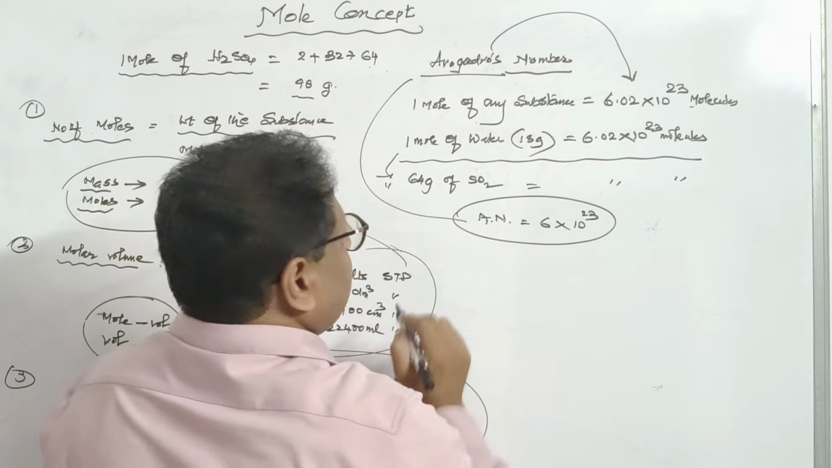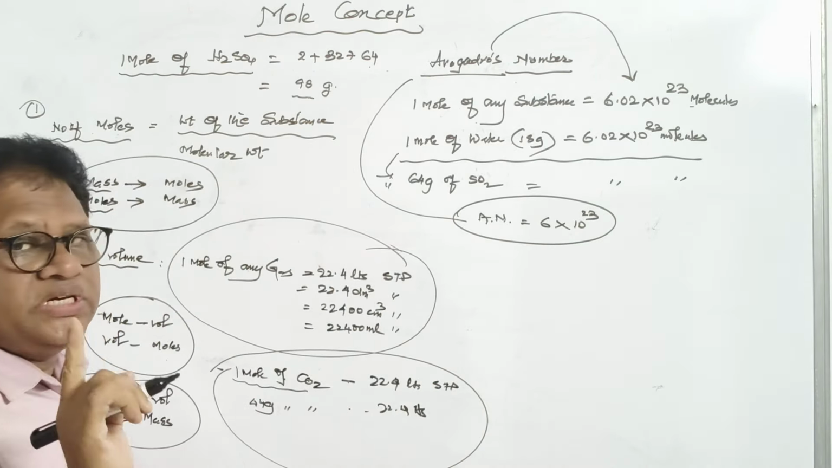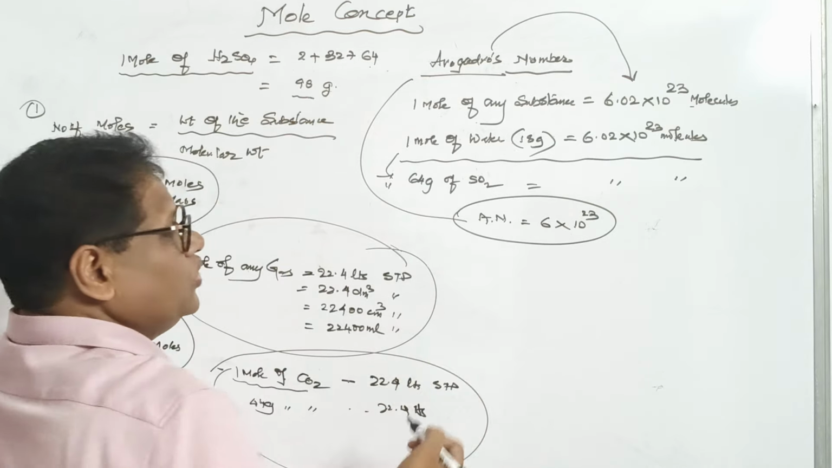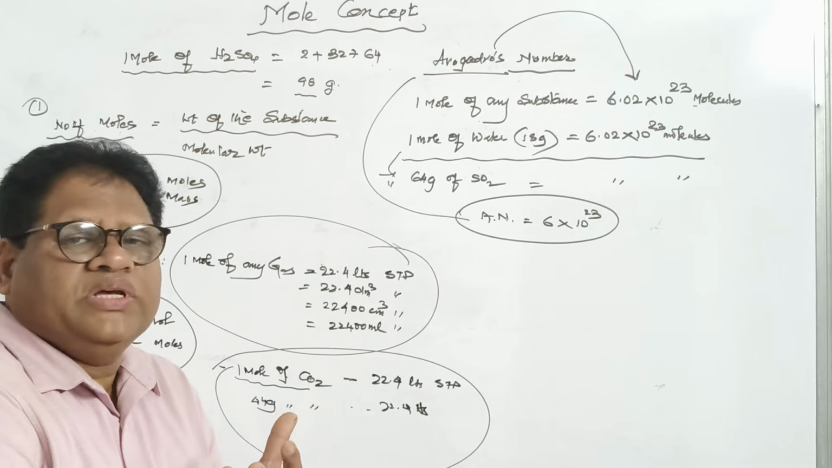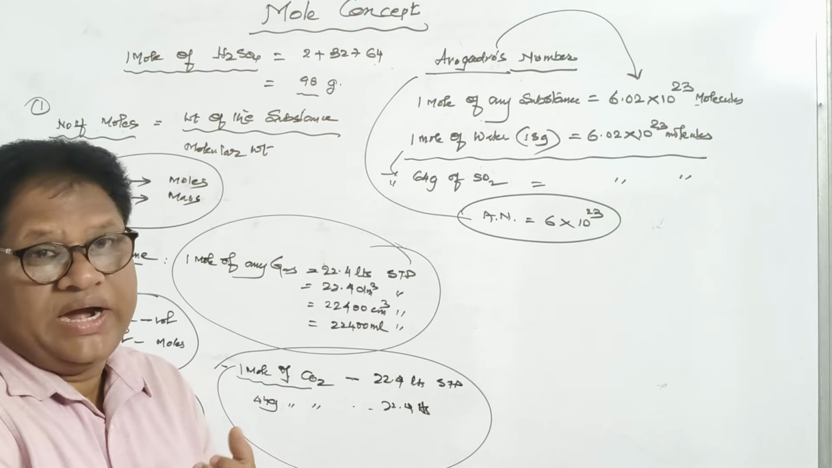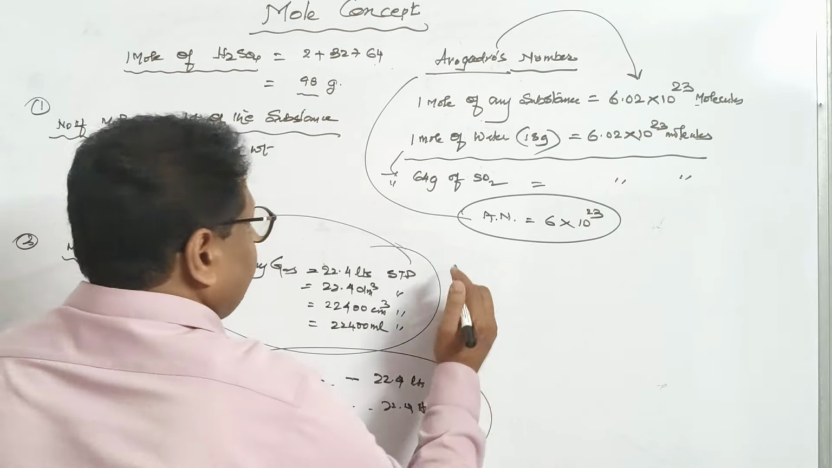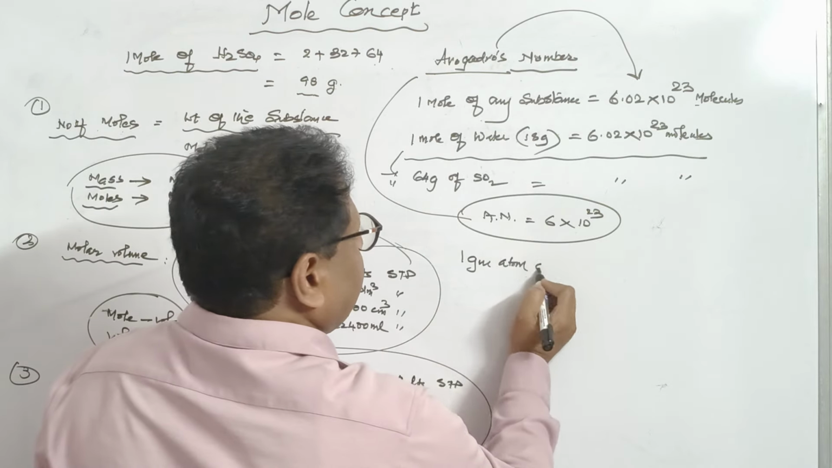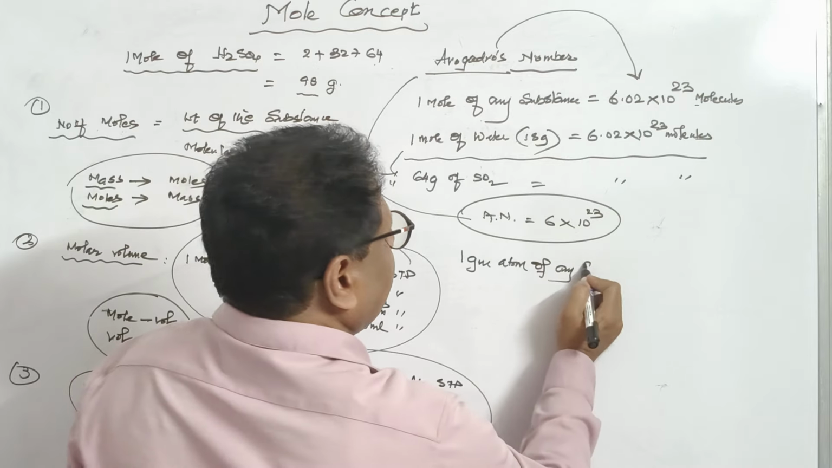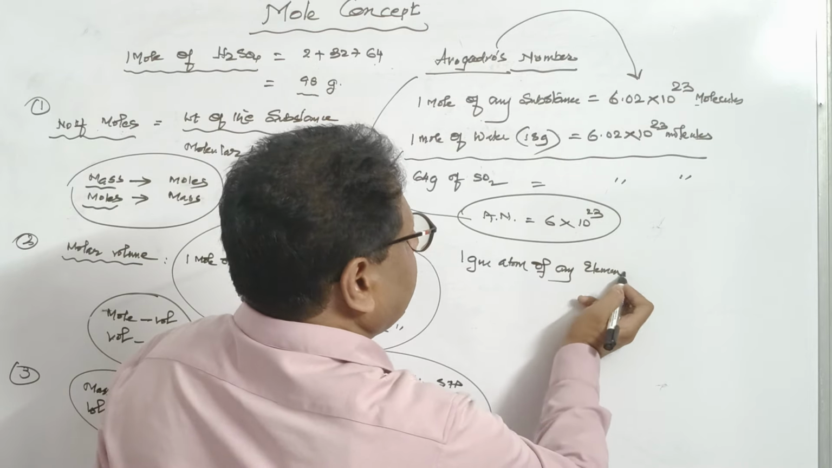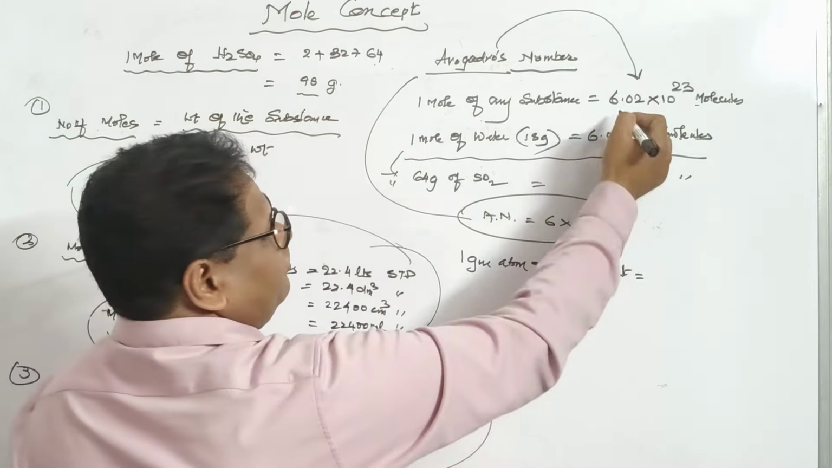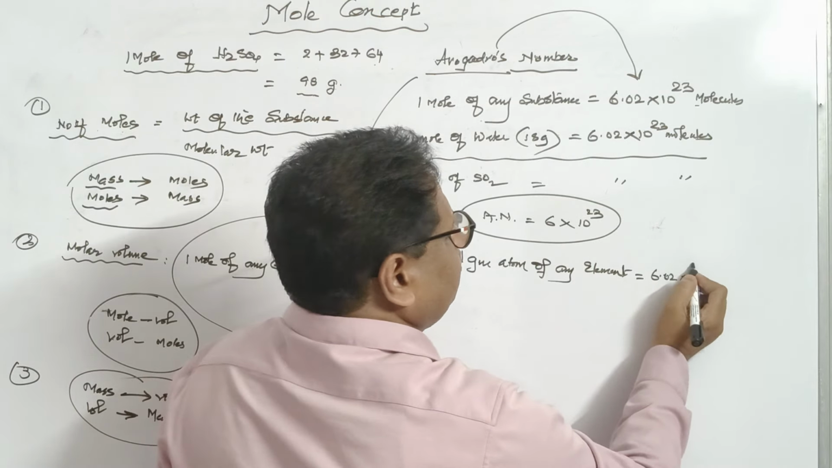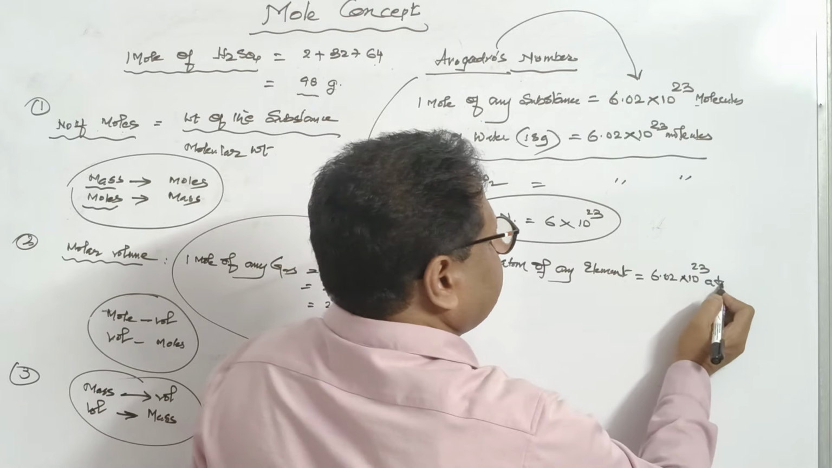So this is the constant number of molecules present in 1 mole of a substance. But the same in case of element, you know, the unit of element is atoms. Elements are made up of atoms. So if you take 1 gram atom of any element, this contains a fixed number of units, that is 6.02 multiplied by 10 to the power 23 atoms.